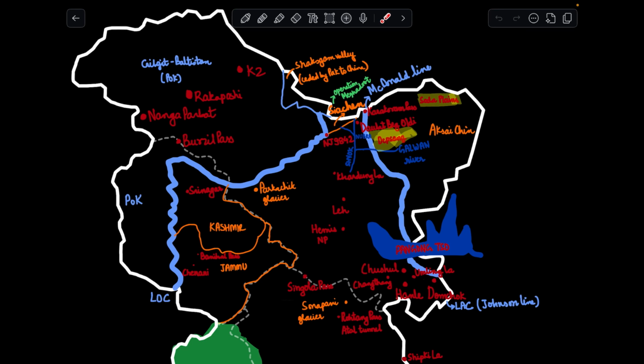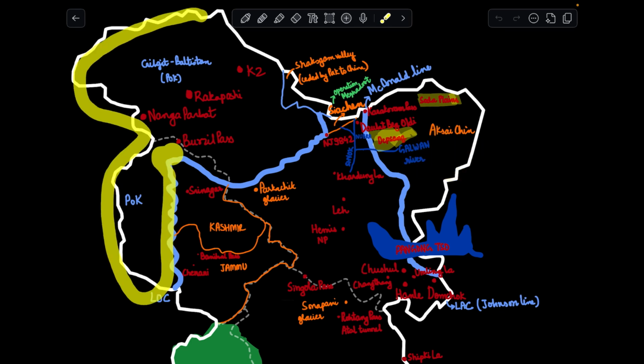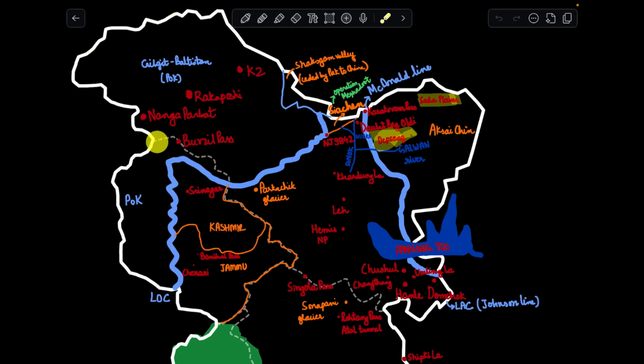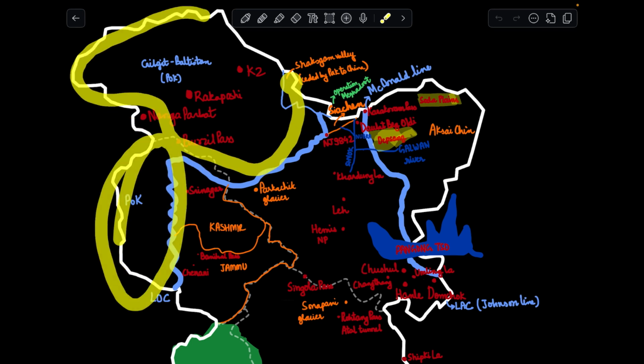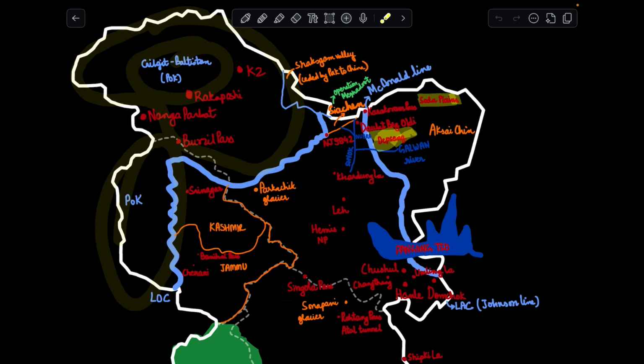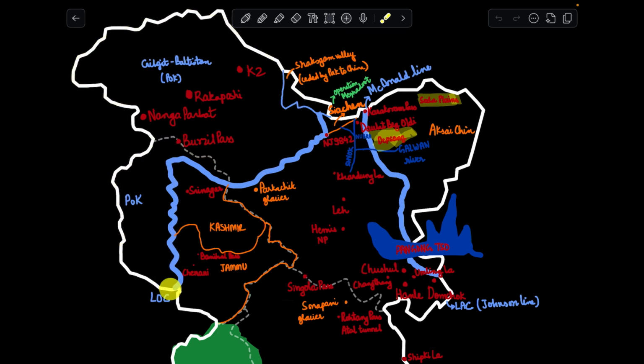As you all might know, this area right over here, the easternmost part, is Aksai Chin, and the Chinese have infiltrated over here. And then over here we have the Pakistan occupied Kashmir. This is Gilgit Baltistan. This also comes in Pakistan occupied Kashmir. So this blue line basically marks the line of control between India and the parts of Pakistan occupied Kashmir.